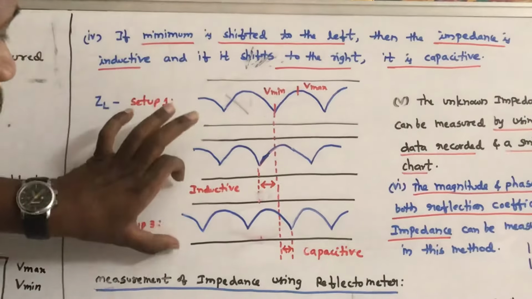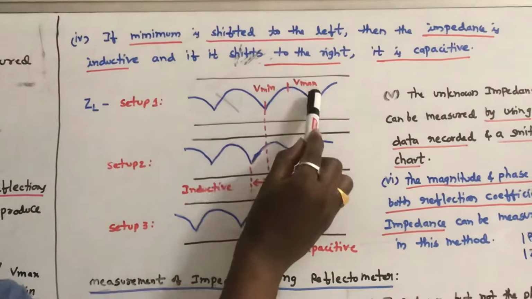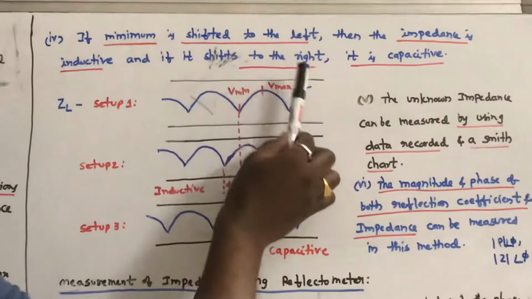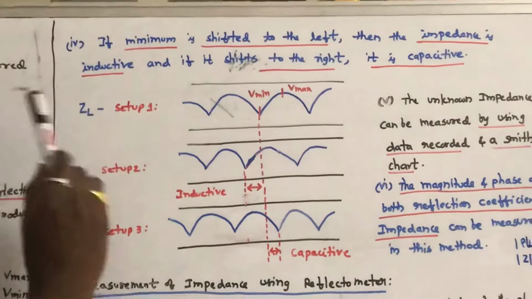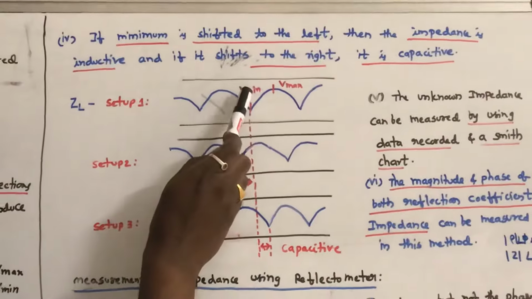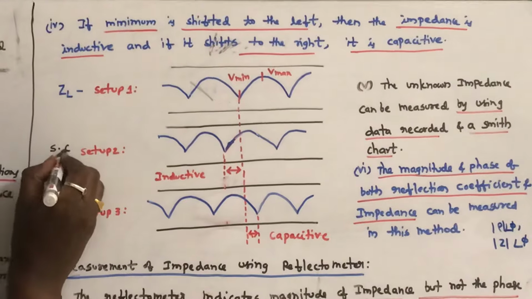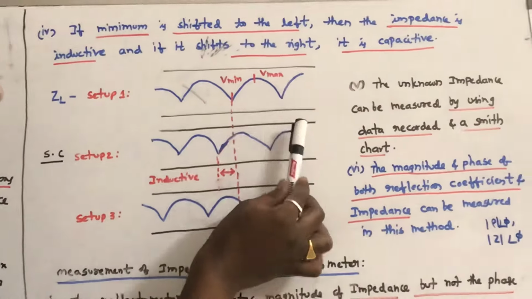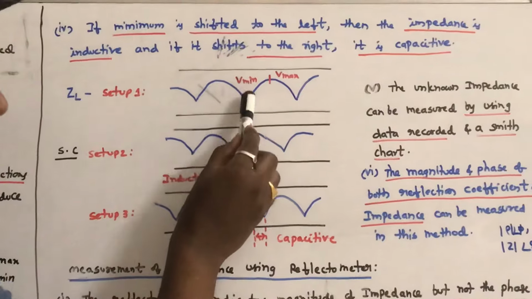Three standing waves I have shown. See, this is the standing wave from the load. Remember that the standing wave is always from the load. So this is the standing wave when the load impedance is there in the setup. This is the Vmax and this is V minimum. Now let us short circuit the load in the second setup, replaced by matched termination. Now observe the standing wave. If the V minimum is shifted, this is the original V minimum position.